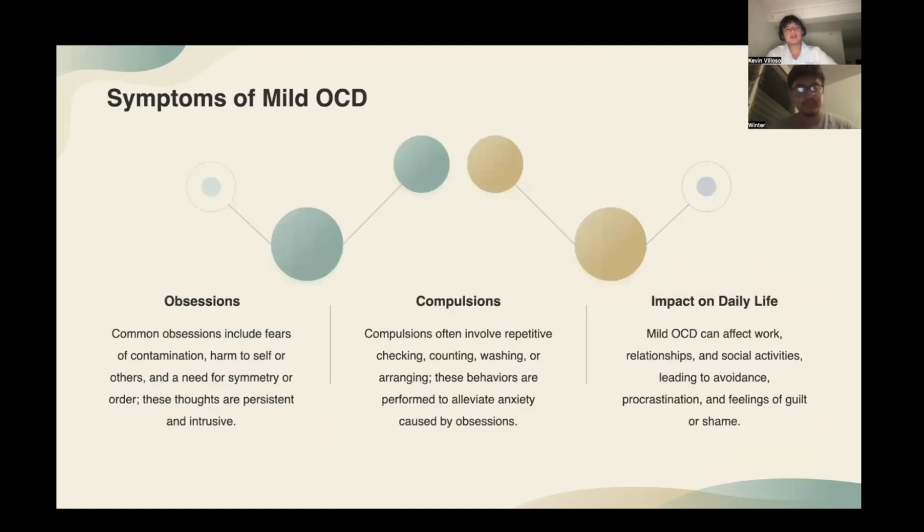Symptoms of mild OCD. There are obsessions. Common obsessions include fears of contamination, harm to self or others, and the need for symmetry or order. These thoughts are persistent and intrusive. Compulsions often involve repetitive checking, counting, washing, or arranging. These behaviors are performed to alleviate anxiety caused by obsessions.